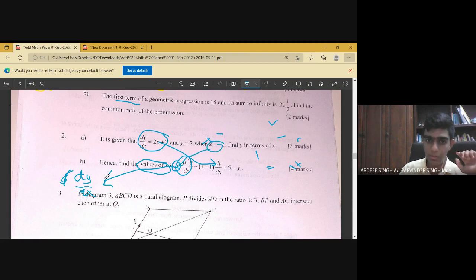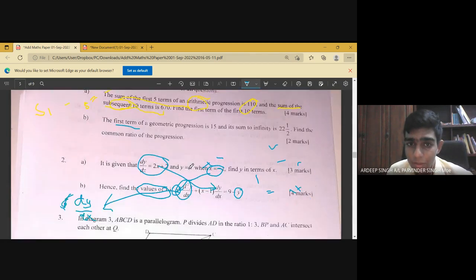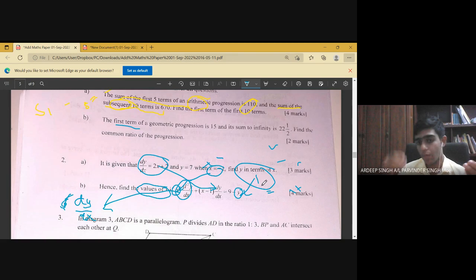The d square y over dx squared, after you get it, you substitute inside here, times the x squared, plus x minus 1 with dy dx here, 2x plus 2, and 9 minus y. Y here, do not be confused. Y here is the equation we got from here, because y is in terms of x, and we want the value of x. So we need the y value in terms of x, so we can get the answer. Now let's see if my calculation is great.